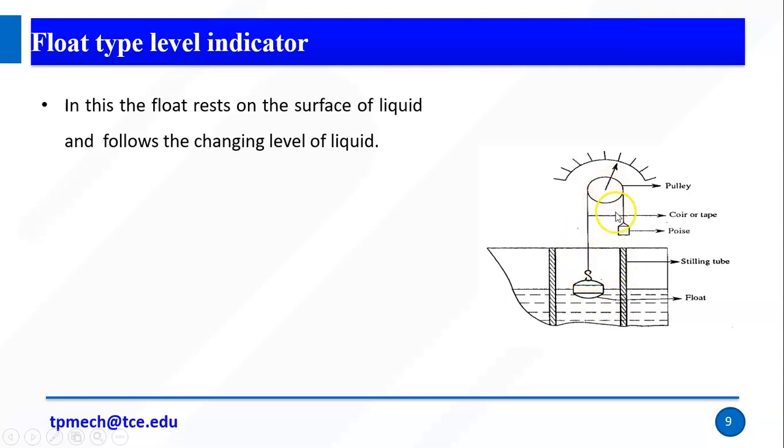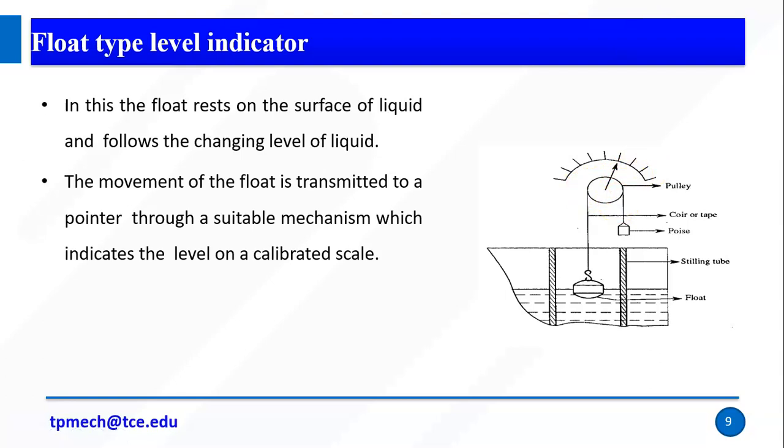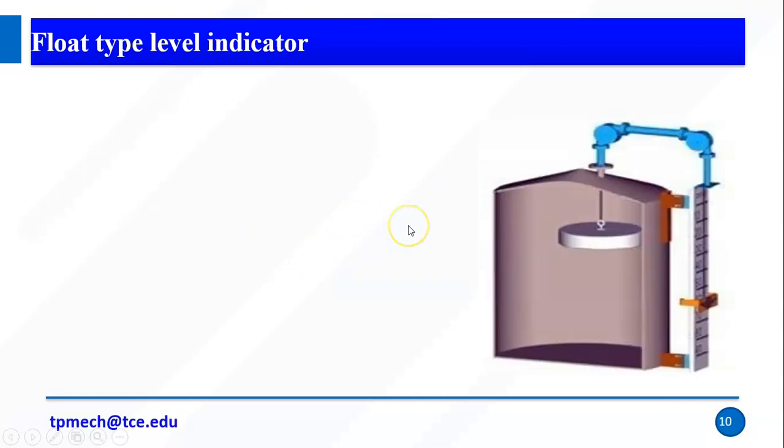So it fully rotates in terms of clockwise rotation, and the pointer also varies. So the pointer we can easily measure. This is what a float type level indicator is. These two things are direct measurements, right? The movement of the float is transferred to the pointer through a suitable mechanism, which indicates the level on the calibrated scale. So we have a calibrated scale, we can easily measure.